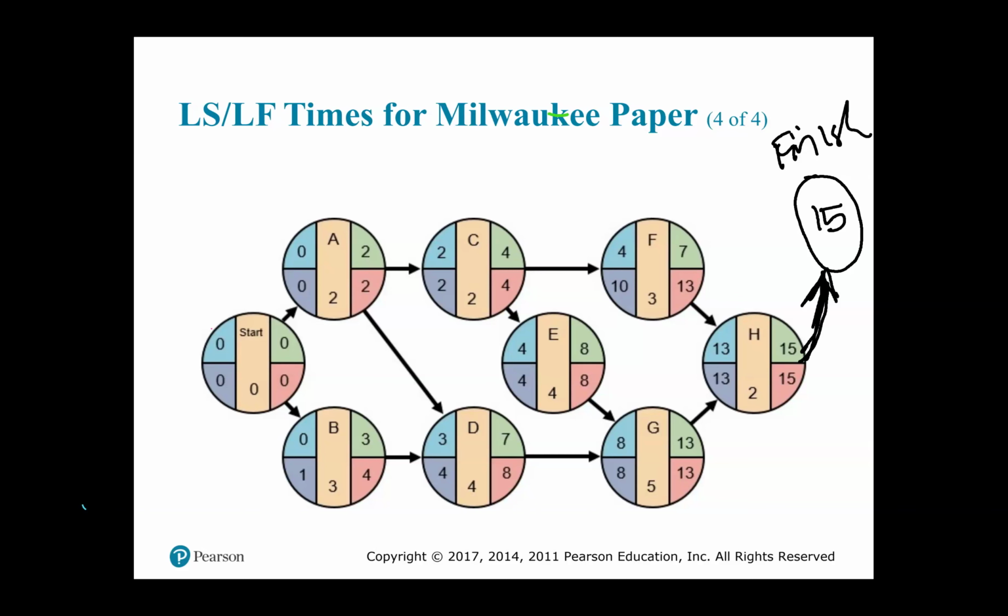So now that we have completed the backward and the forward pass, our task is to figure out what is our critical path or the critical activities that make up the critical path. How do we do that? We need to calculate the slack in each of the activity.